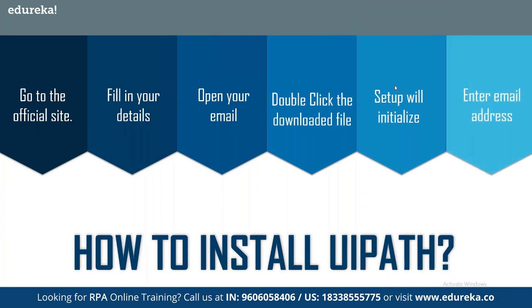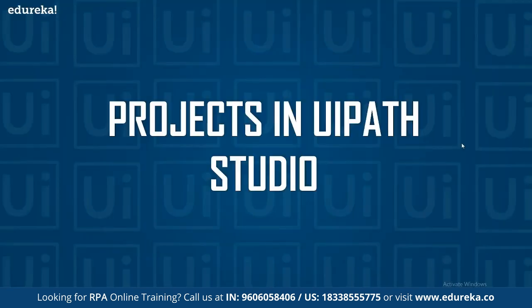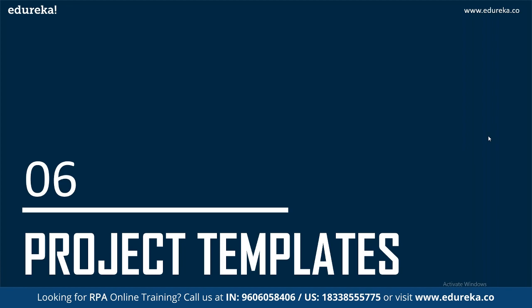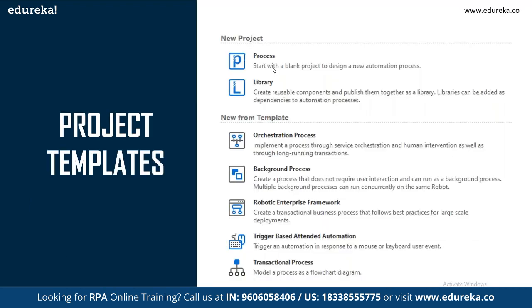Now we have to wait for setup to initialize, and then we can enter the email address so that we can use the same email address even for the cloud version. So there are multiple projects that we can complete in UiPath. For example, now there are multiple project templates as well, like we can use any of the previous templates. For example, currently we start with the process.